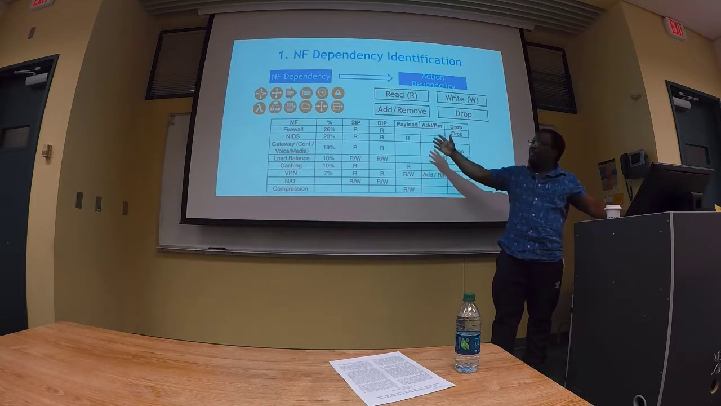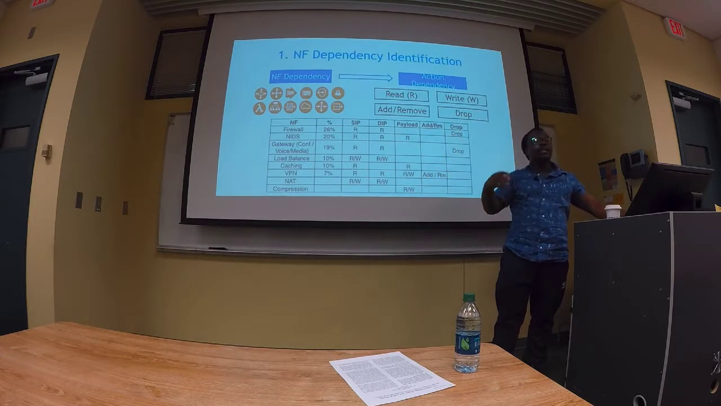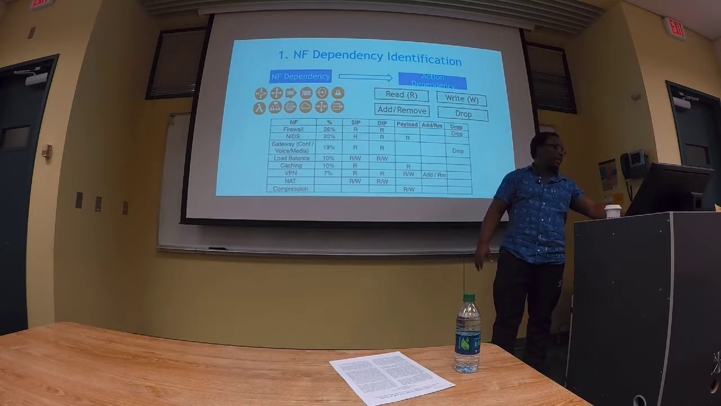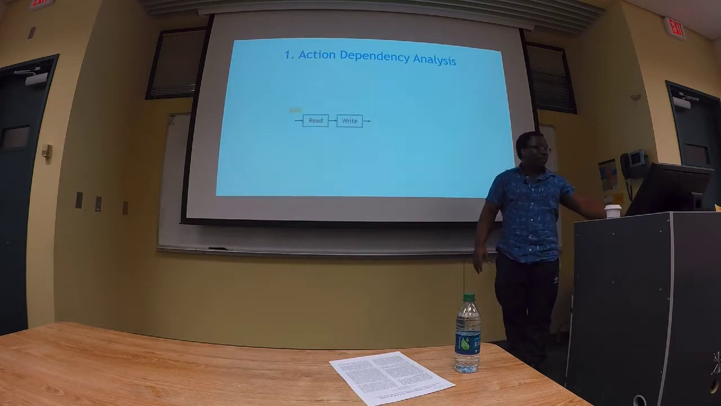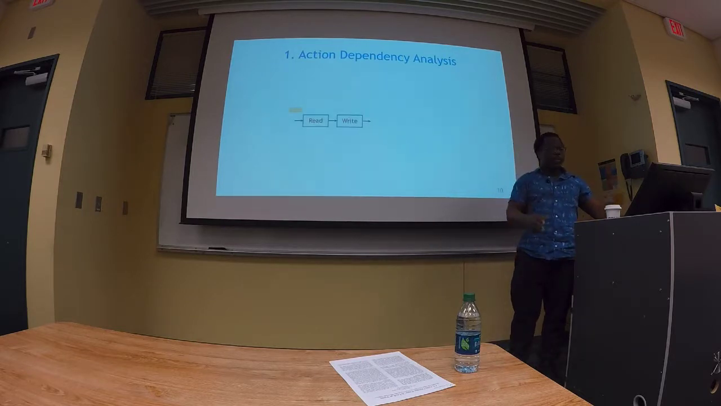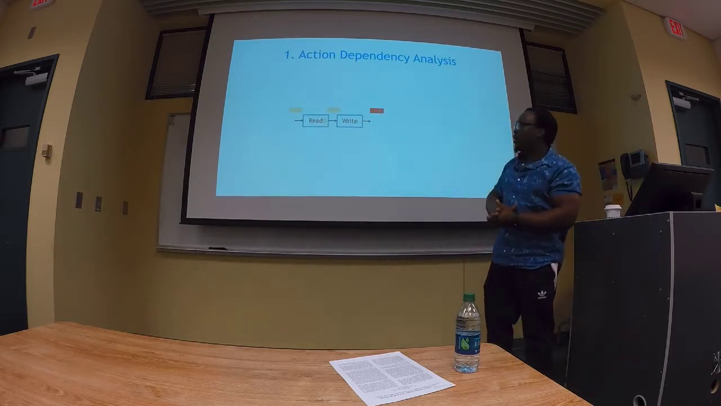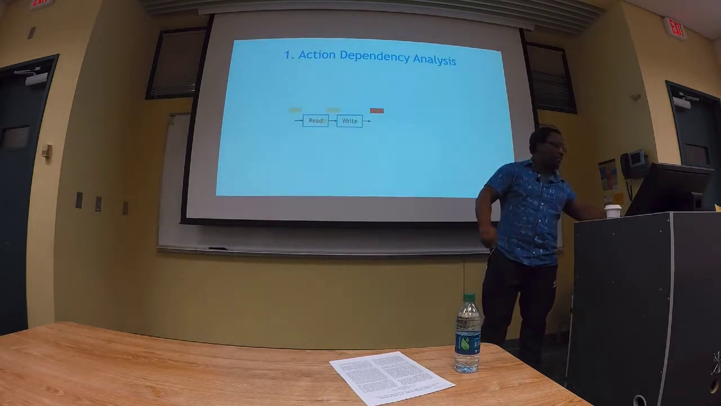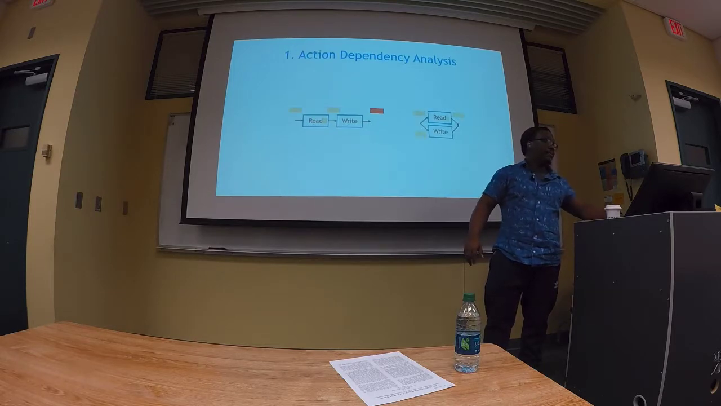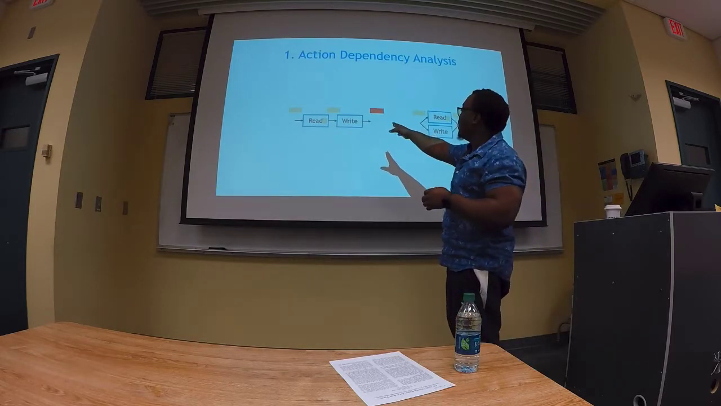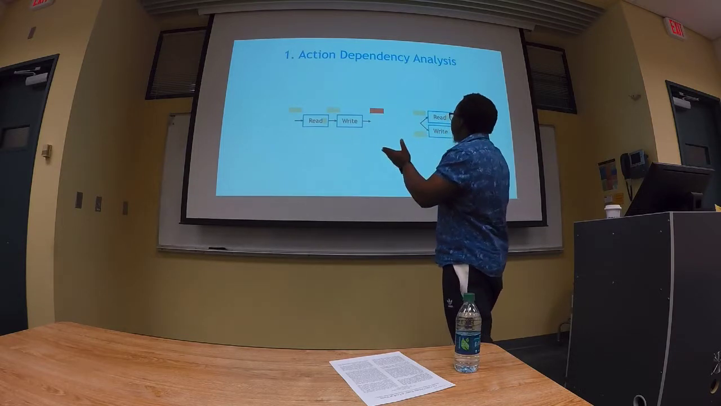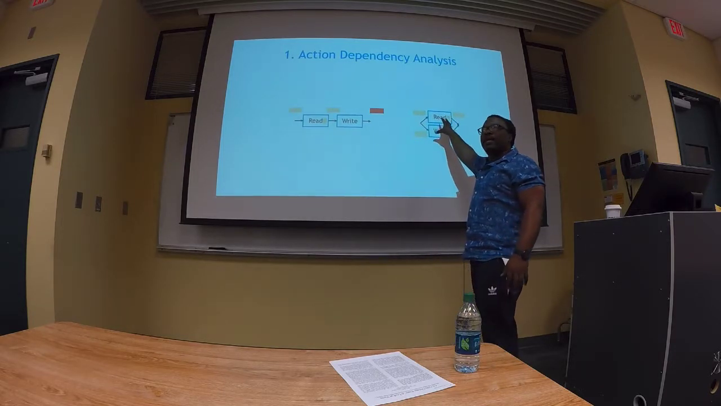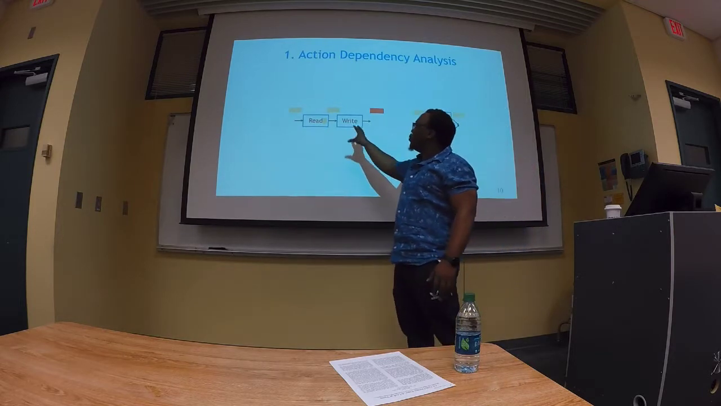So the NF dependency leads to the action dependency as well. The action in the sense that are we supposed to drop the packet, or do we allow the packet in the network? So first we have the action dependency analysis, which they carried out in the paper. So again, this goes back to what we've been talking about, read, write. So now if we have a read, I'm running out of time. Okay. So now if we have a read and write, if a read comes before a write, what happens? It's still the same thing as this, if it's being parallelized. Right. Now what happens if the write comes before the read?